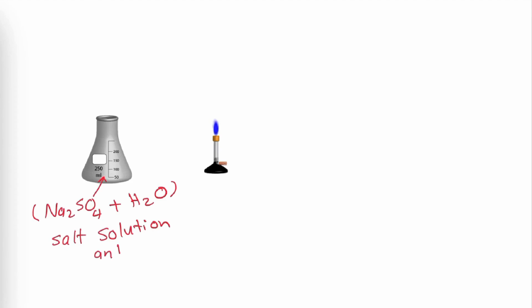Let's remember what is in the conical flask. I have here my salt, which is sodium sulfate, and I have water. If you remember the reaction, sodium hydroxide plus sulfuric acid gives sodium sulfate and water. But don't forget I don't have only these. Okay, I also have the indicator. So here I have the salt solution, because salt sodium sulfate and water we call a solution, and I have the methyl orange indicator.